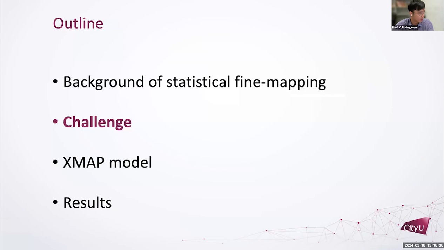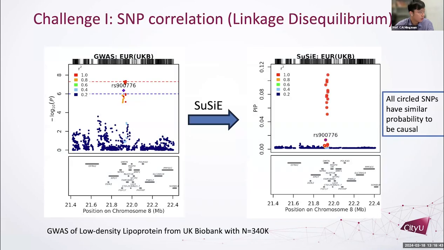Okay, so given the promise of fine mapping, we can do many things, but there are still some outstanding challenges that need to be addressed. So the first one, as I mentioned, is the linkage disequilibrium among the local SNPs. Okay, so let me use these examples to demonstrate this one. Now, this is the data set from UK Biobank, low density lipoprotein, which is correlated with cardiovascular disease. We get the sample size with 300,000.